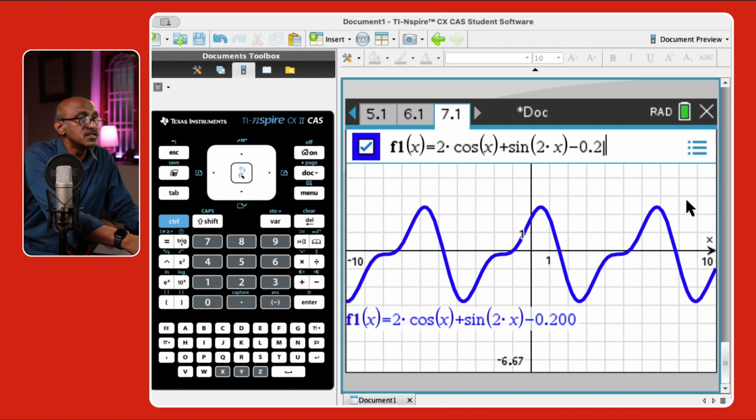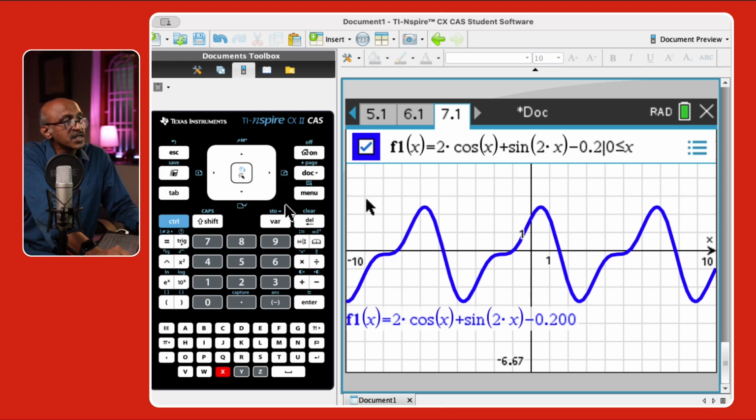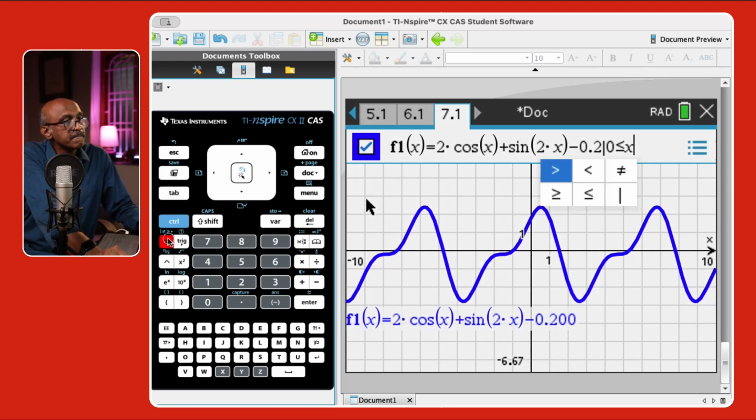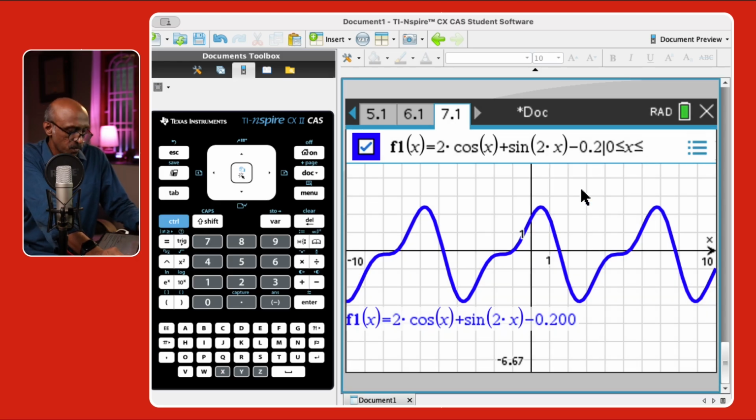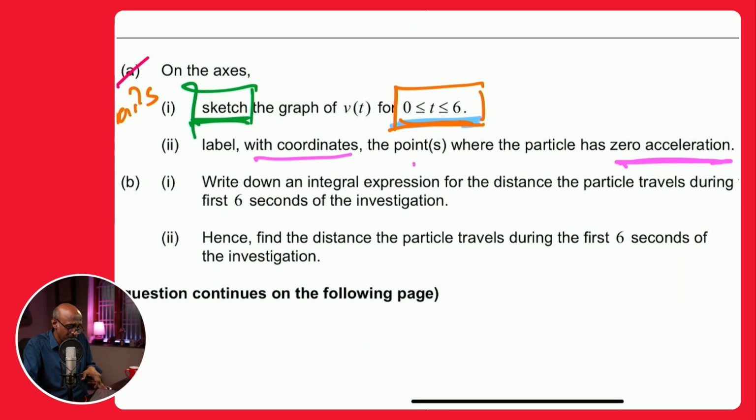So the condition is 0 less than or equal to x, less than or equal to, again go back to that conditions menu, and what is that value? 6. So now when I hit enter, I will get only that part. This is like restricting the domain just to that, because on the question, they said for that section only.